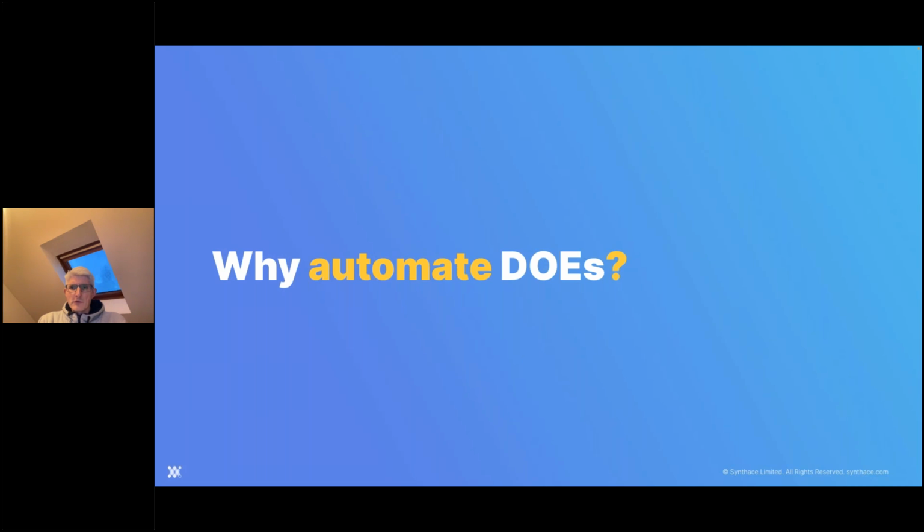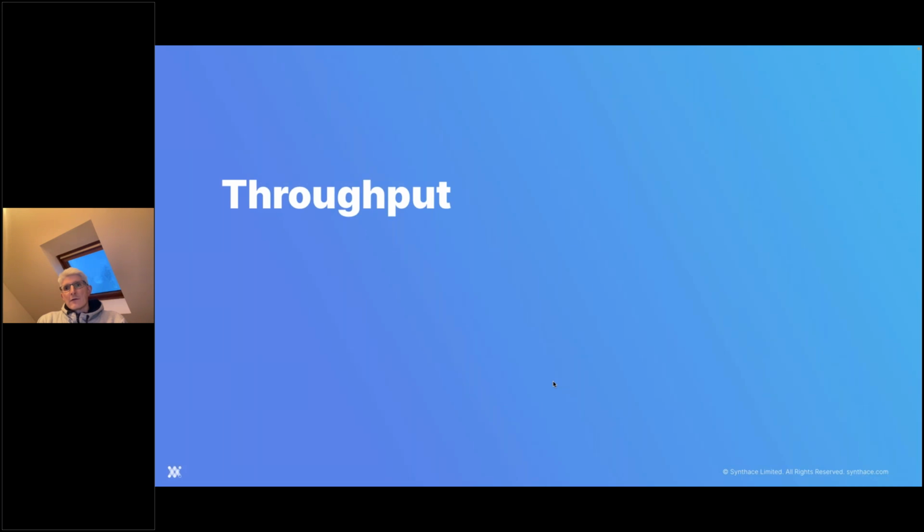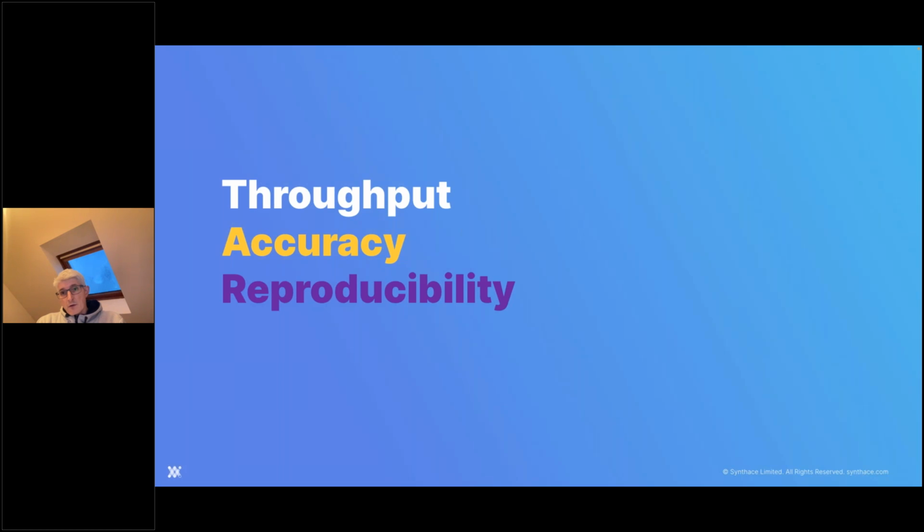So when we're automating, we're thinking about classic things that you get with automation. We can have obviously higher throughput, higher accuracy, higher reproducibility, all of these things incredibly important so that we can get a decent amount of very high quality data that we can then model. But there's also something additional with design of experiments, and when we're thinking about automating design of experiments, and that's the issue of complexity.